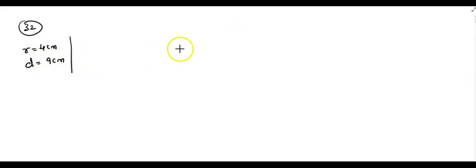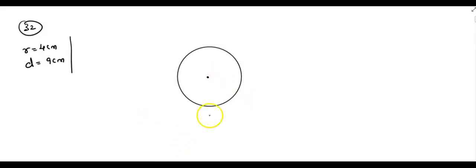Okay. That is question number 32. What was the question? They have given radius 4 cm and the distance they have given 9 cm from the center. So what you should do? Draw a circle of radius 4 cm.